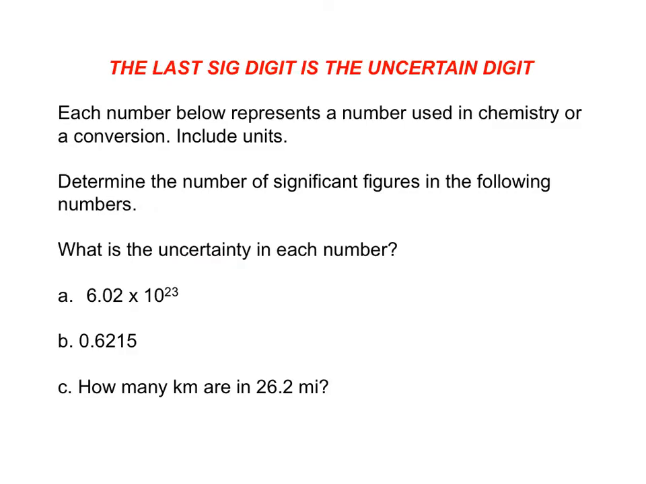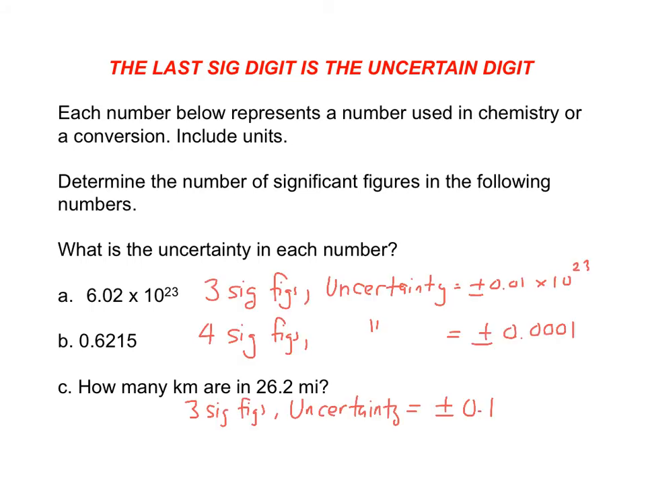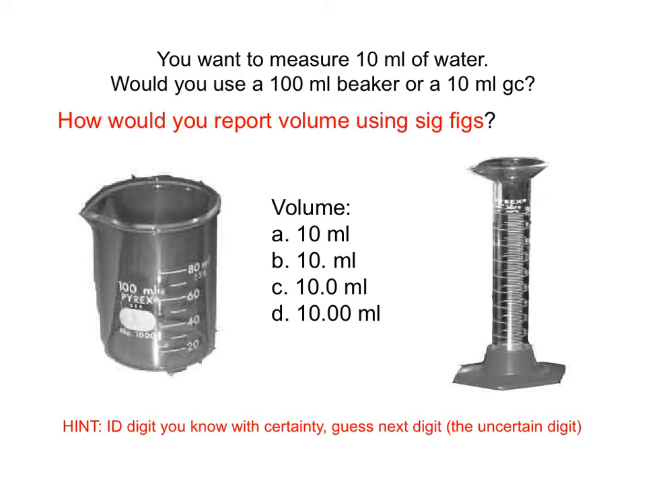Let's practice. Stop the video, and for these three numbers, determine the number of significant figures and the uncertainty. Here are the answers. Remember, the last significant figure is the uncertain digit, that is, the digit where there's error. Let's apply these ideas of significant figures and uncertainty to an actual measurement. You want to measure 10 mL of water using these two volume measuring devices. So stop the video and figure out how you would report the volume using significant figures. Use this hint.